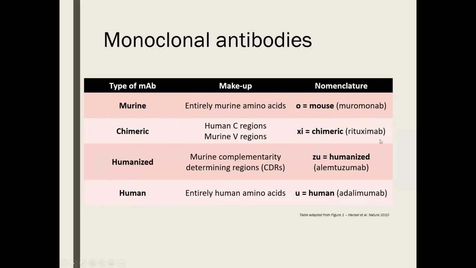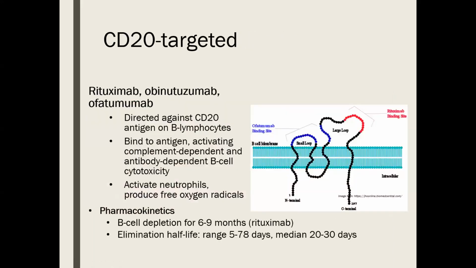More commonly, we know of things like rituximab with XI, where you have chimeric proteins, where the human C regions exist, but you do have non-human V regions for proteins expressing. And then as you go further down the table, you have mAbs that are more human or almost entirely human, and that does portend to some of their toxicities, such as the risk of infusion-related toxicities, which lessen as you become more humanized within your protein structure.